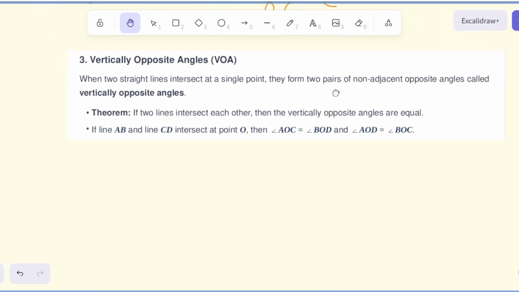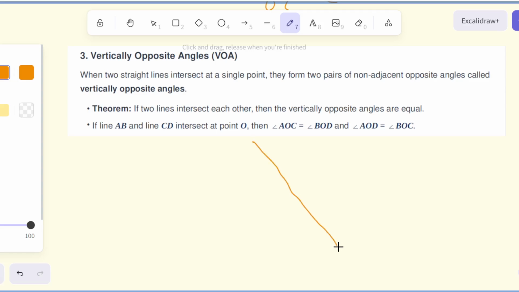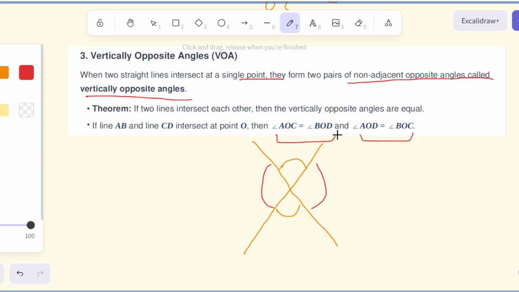the vertically opposite angles. So as we discussed last time, these are formed by intersecting lines. These two are vertically opposite and these two are vertically opposite and they will be equal. So when two straight lines intersect at a single point, they form two pairs of non-adjacent opposite angles called vertically opposite angles. Basically, you just say when two lines intersect, they form two sets of vertically opposite angles, and they will always be equal.